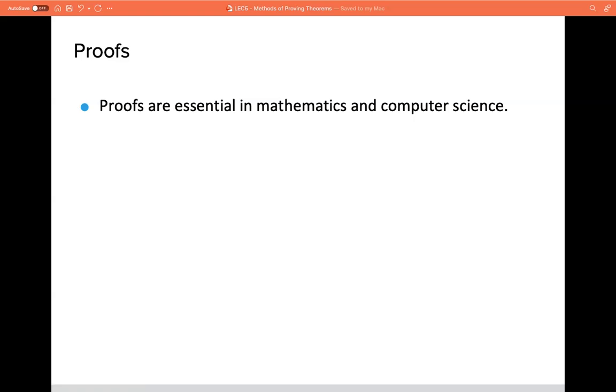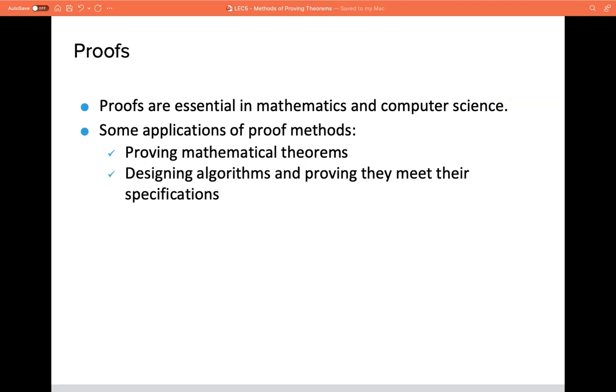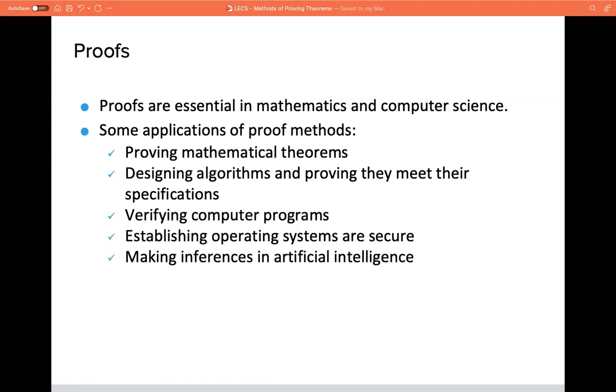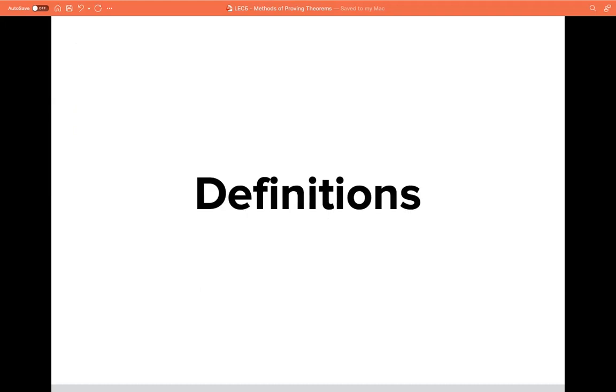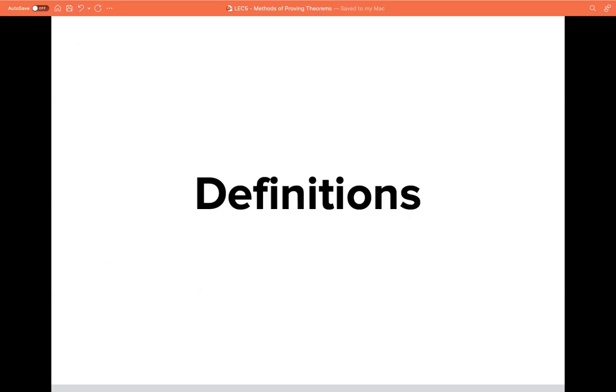The proofs discussed in this chapter are very important, not only because they are used to prove mathematical theorems, but there are also a lot of applications to computer science. These include verifying computer programs are correct, establishing that operating systems are secure, making inferences in artificial intelligence, showing that system specifications are consistent, and so on. Consequently, understanding the techniques used in proofs is essential both in mathematics and in computer science.